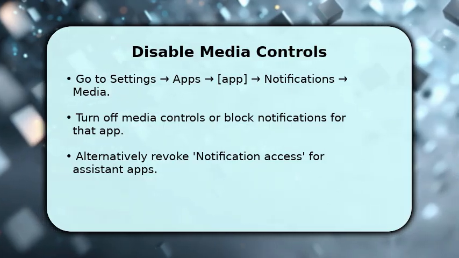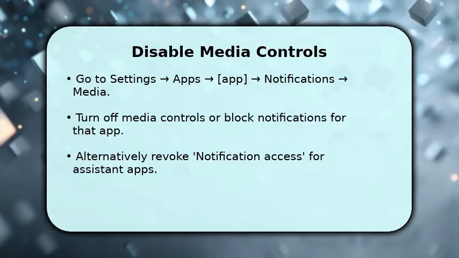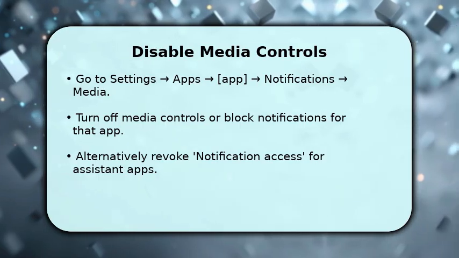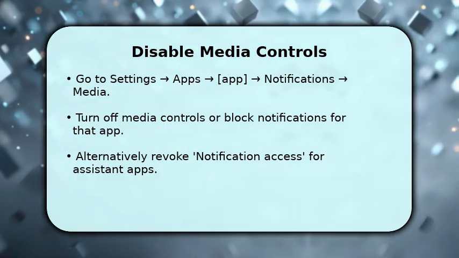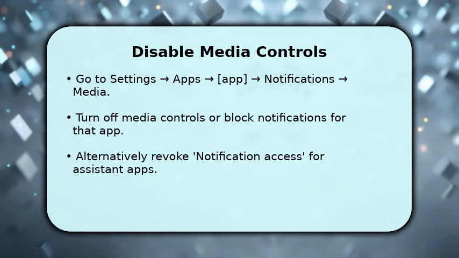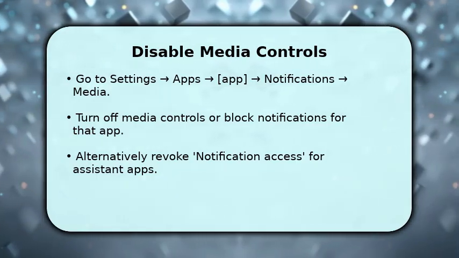If the media control came from a background service or assistant, go to Special App Access > Notification Access, and revoke permission for the offending app or assistant. This prevents new media sessions from creating persistent controls. Once done, return to the home screen and confirm the notification has disappeared.